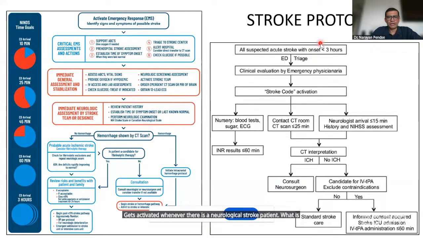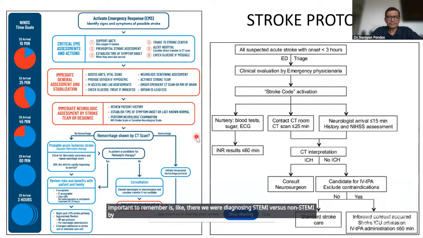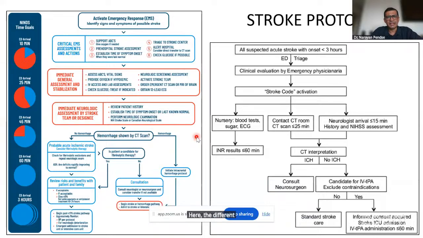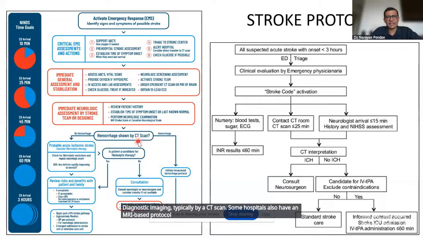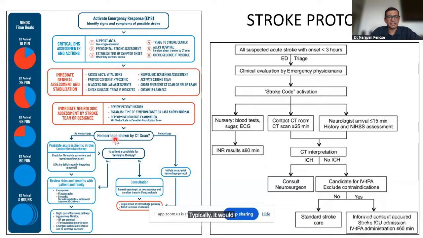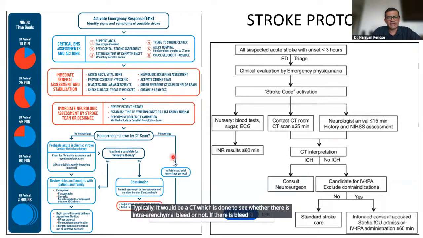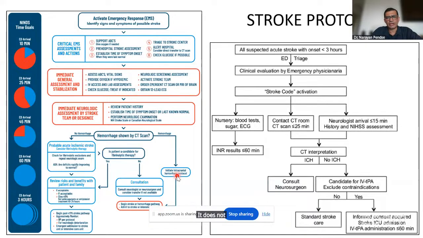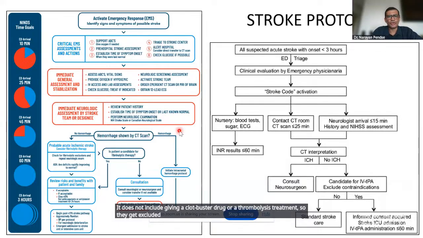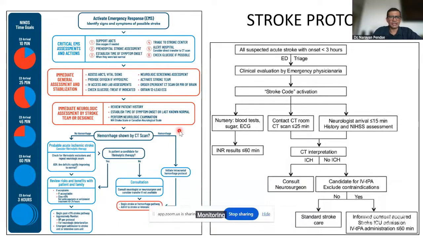What is important to remember is, like there we were diagnosing STEMI versus non-STEMI by ECG, here the differentiation between ischemic stroke and hemorrhagic stroke is made by diagnostic imaging, typically by a CT scan. Some hospitals also have an MRI based protocol, but those are very rare. Typically, it would be a CT which is done to see whether there is an intraparenchymal bleed or not. If there is a bleed, then the treatment does not include giving a clot buster drug or thrombolysis treatment. So they get excluded from the door to needle time monitoring calculation.